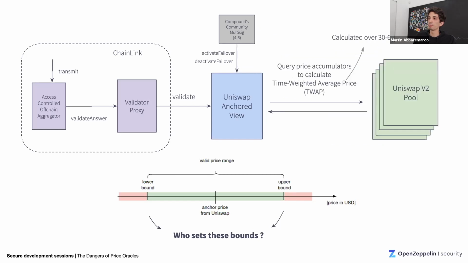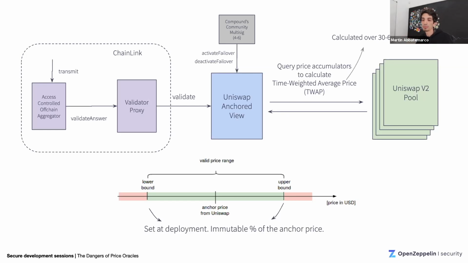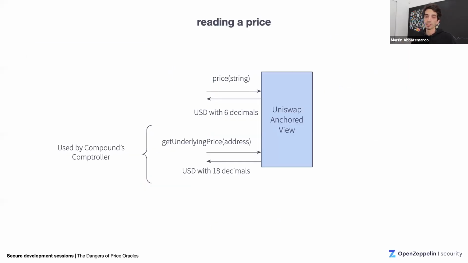How is the price calculated? It uses time-weighted average prices from Uniswap, so don't worry, we are going to be talking about that. It's calculated over what they call a lagging window between 30 and 60 minutes. The bounds are set on deployment and are immutable; it's basically a percentage of the anchor price for the upper and lower bound. It's interesting to know that these bounds are the same for all of the views. The view can give you access to many assets, but these upper and lower bounds apply to all of them.